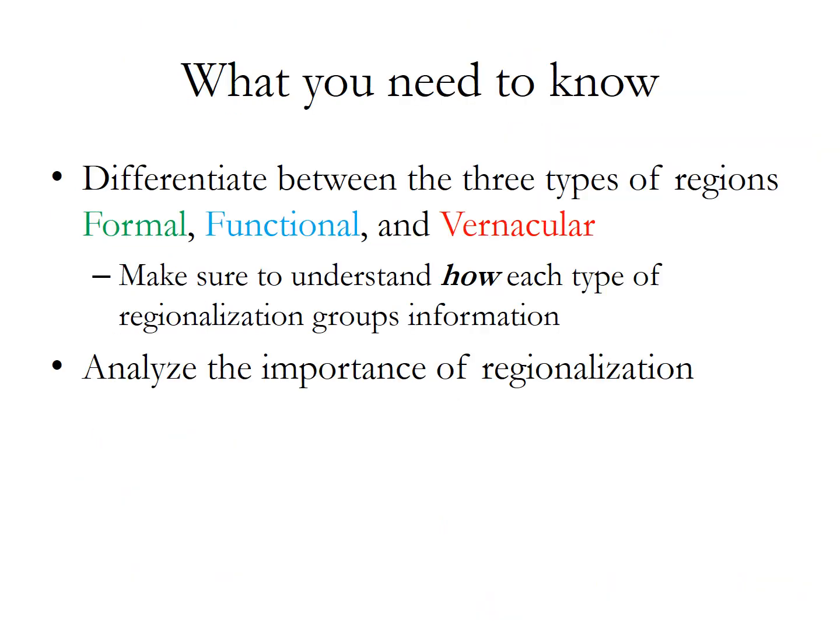So, what do you need to know today? You have to be able to differentiate between the three different types of regions: formal, functional, and vernacular. And you have to understand how each type of regionalization of grouping information happens, right? Understand why we use these different types of groupings. And then just the importance of regionalization itself, which is just to show data and maps and trends and all this fun stuff we're going to look at over time.